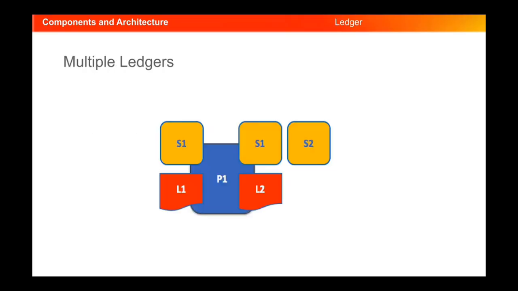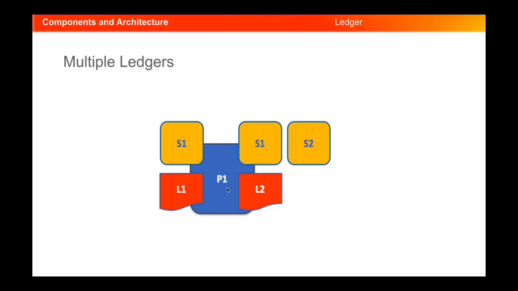In this picture, as you can see, you have a peer, which is peer 1, and it has different smart contracts deployed on it and it has different ledgers. You have smart contract 1 and smart contract 1 again, and you have smart contract 2. You may ask why the same smart contract S1 is deployed on the same peer and it has different ledgers. As we have seen before, for every channel, the peer keeps a different ledger. That is the reason you have two ledgers, which are L1 and L2.